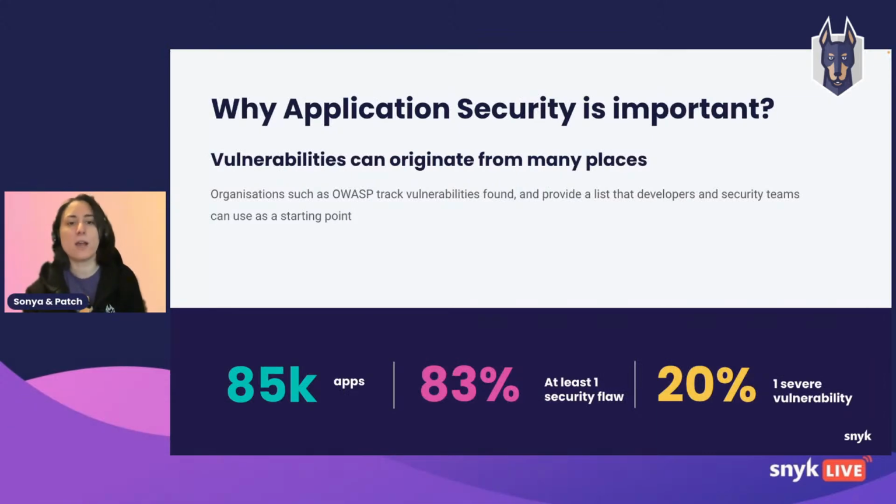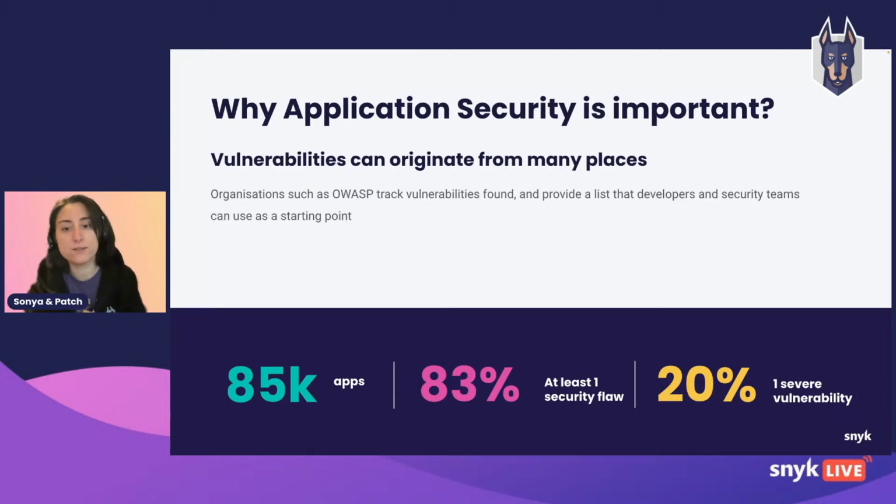So we can ask why application security is important. We know that vulnerabilities can originate from something as simple as a configuration error or using a software component that contains a known vulnerability, which is why maintaining and improving your application security is so important for businesses. One recent study revealed that out of 85,000 applications that were analyzed, 83% contain at least one security flaw, and of these, 20% have severe vulnerabilities. While not all of these vulnerabilities necessarily present a major risk, hackers continue to refine their attacks by using ingenious workarounds to penetrate software.